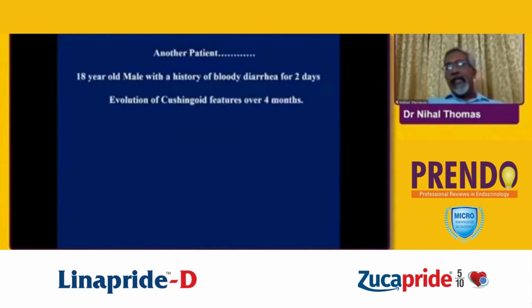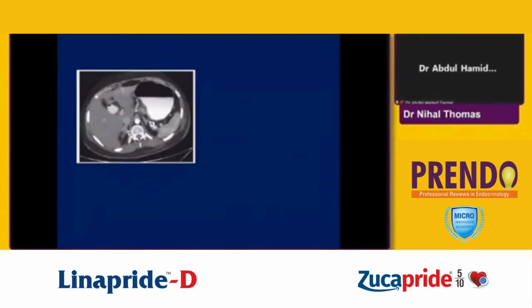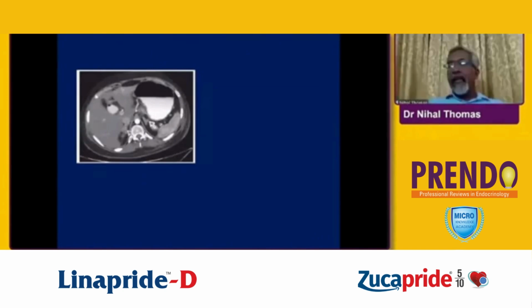So here's another patient, an 18-year-old who came with a history of bloody diarrhea for 2 years, evolution of Cushing's features over just 2 months, biochemically high ACTH, cortisol, and UFC, which were all in the range of what might be an ectopic ACTH. We evaluated him in detail and even did a PET scan, but did not find anything. So therefore, occult.